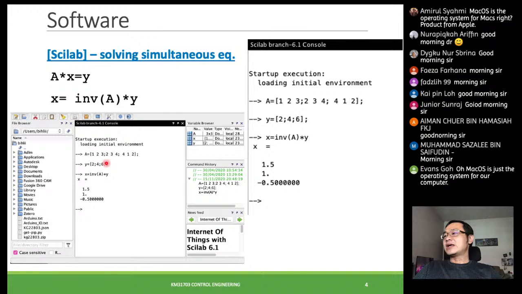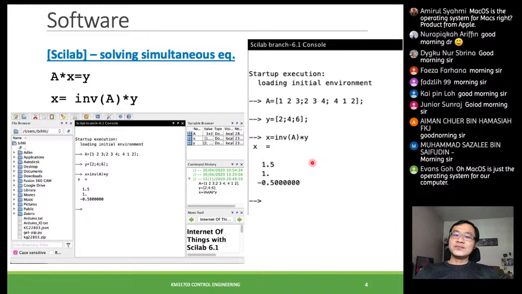So you can define what your A is. If you type A equals so on, Y equals so on, then you can type X, and do this operation: X equals the inverse of A multiplied by Y. Then you get your X answer. That's it. Very straightforward, right?